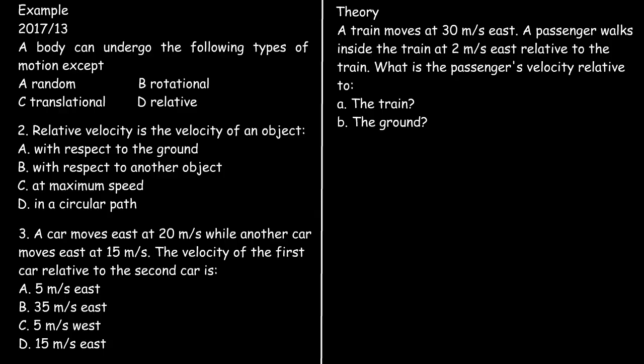Now since they are both moving east, which means we are going to be subtracting their velocity, so 20 minus 15 will be 5 meters per second and will still be in the eastward direction. So our correct option is A, which is 5 meters per second east.